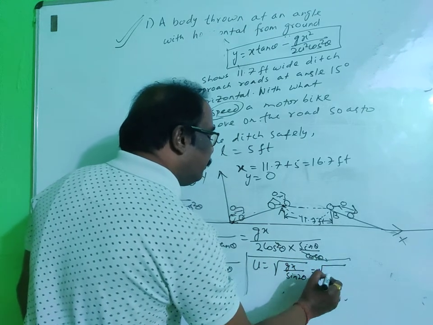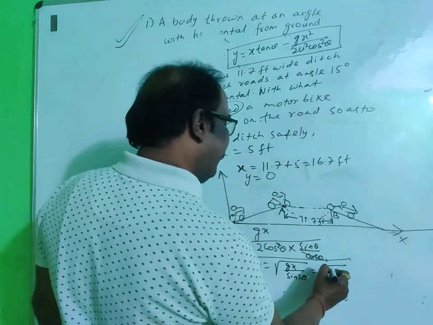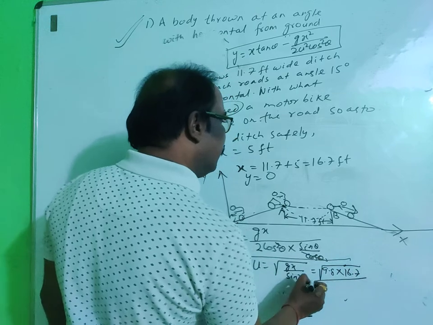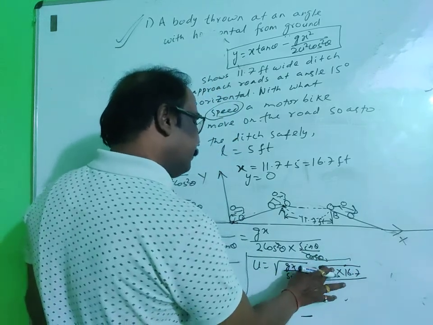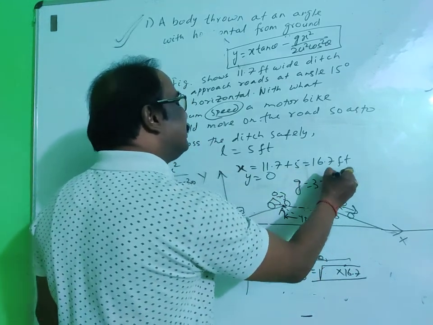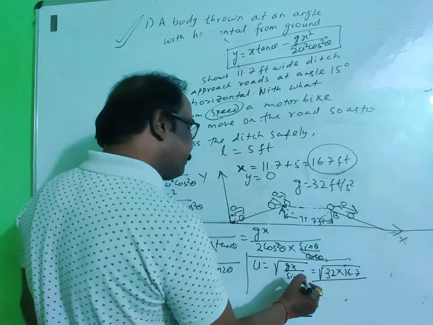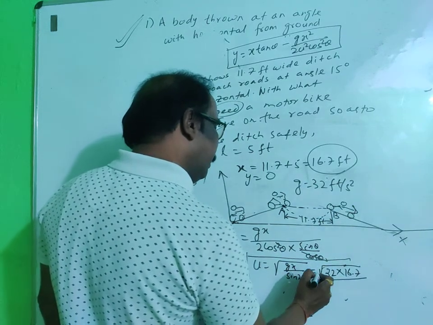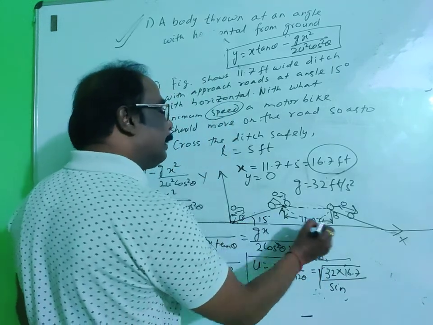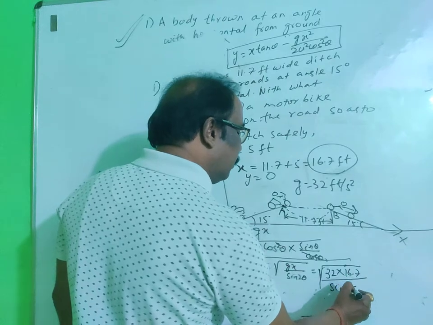Then all data we know, put the value of g here. x is 16.7 feet. Sorry, do not take g as 9.8. g is equal to 32 foot per second square. It is given in the FPS system. Then sin 2 theta, where theta is 15 degree given. I have not written it here. Theta is 15, so 2 into 15 means sin 30 degree.